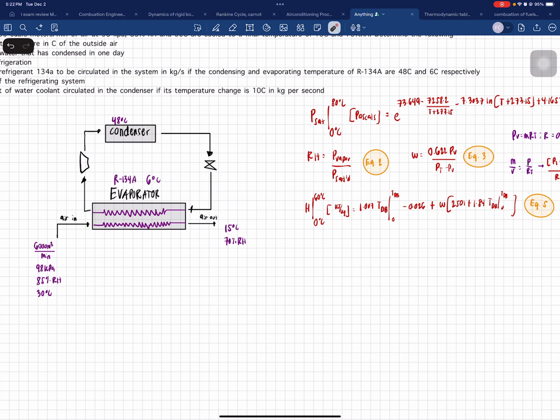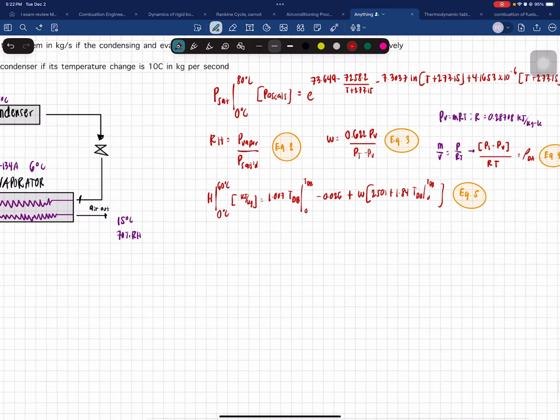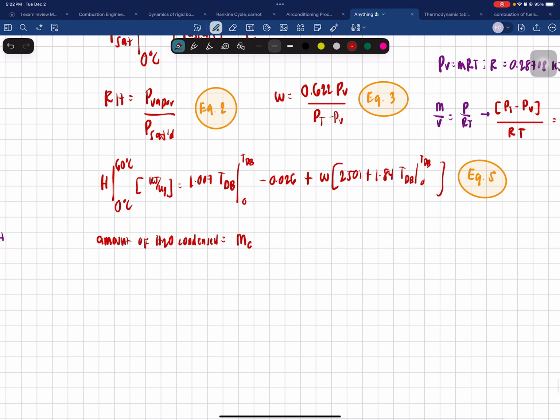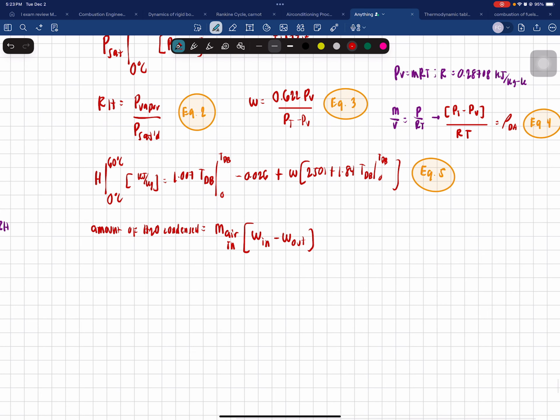So what is the equation we'll be using for the amount of H2O condensed? It's mass of air going in times the difference between the humidity ratio of the air going in minus the humidity ratio of air going out. Okay, so this will be our equation 6.